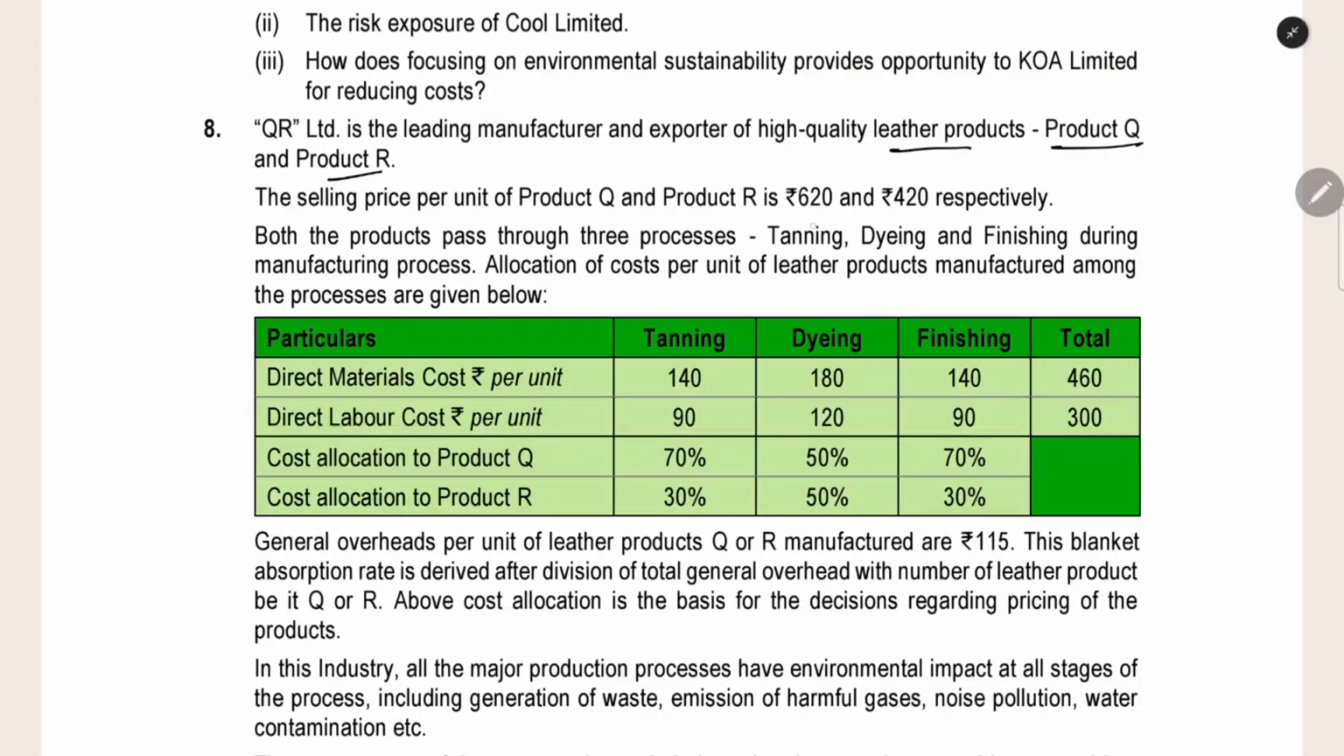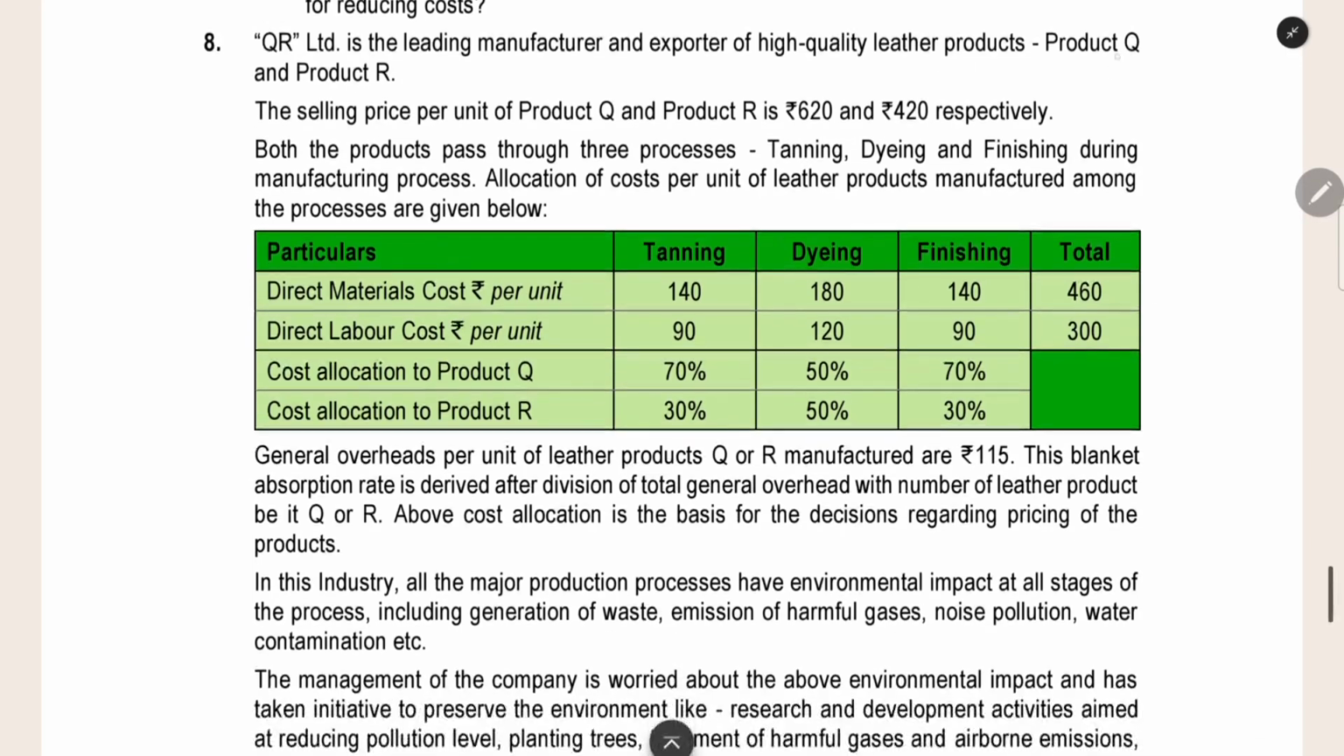The selling price is 620 and 420. Both the products pass through three processes. Leather product, they pass through three processes: tanning, dyeing, and then finishing. The allocation of cost of manufacturing is given below. Direct material cost for 1 unit, when it goes through tanning, the cost will be 140, dyeing 180, finishing 140. The total of 460 will be incurred for one product. If it goes through all three processes, for materials alone, this much will be the cost.